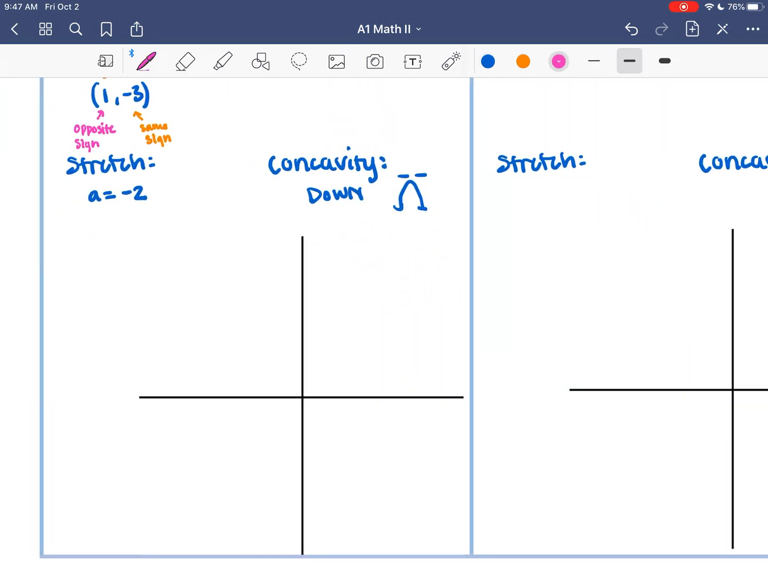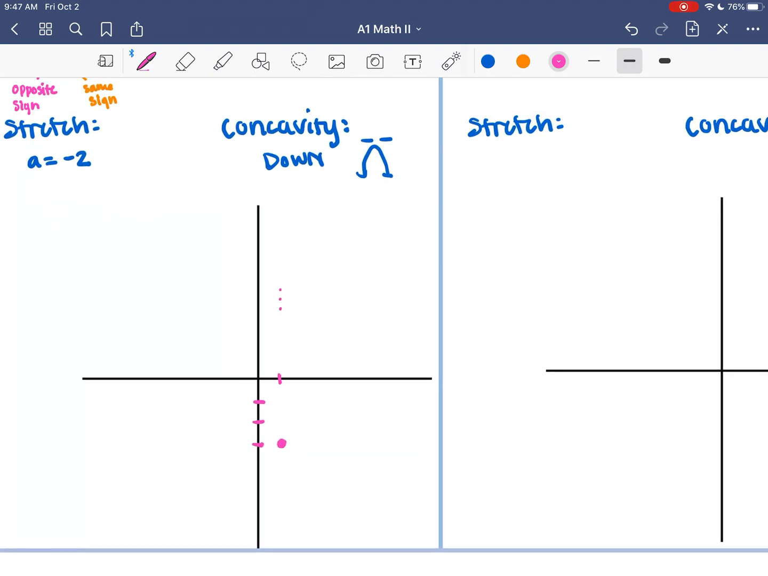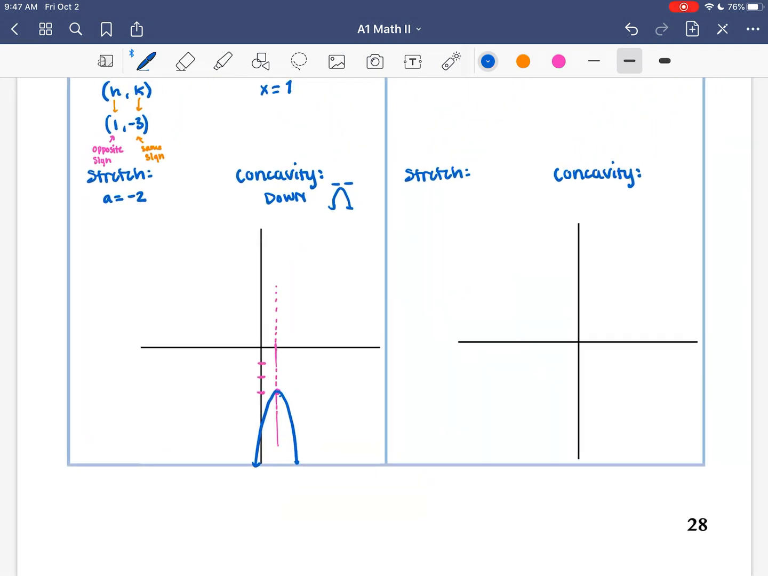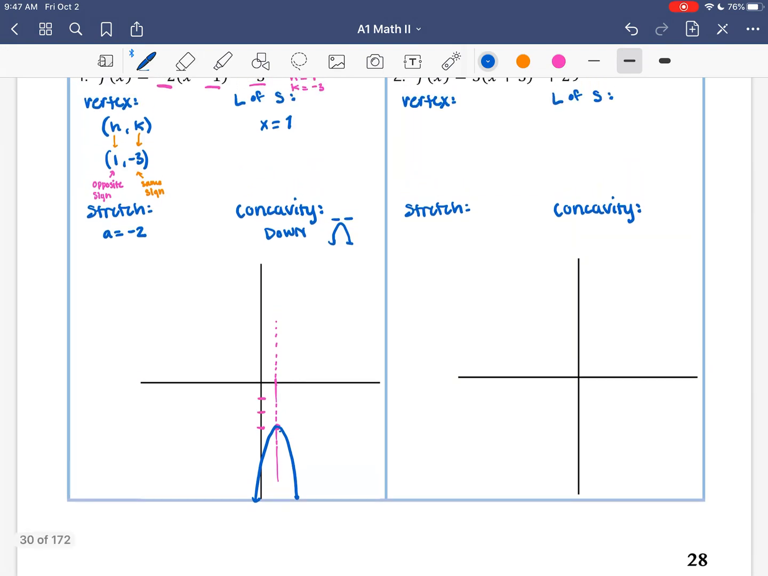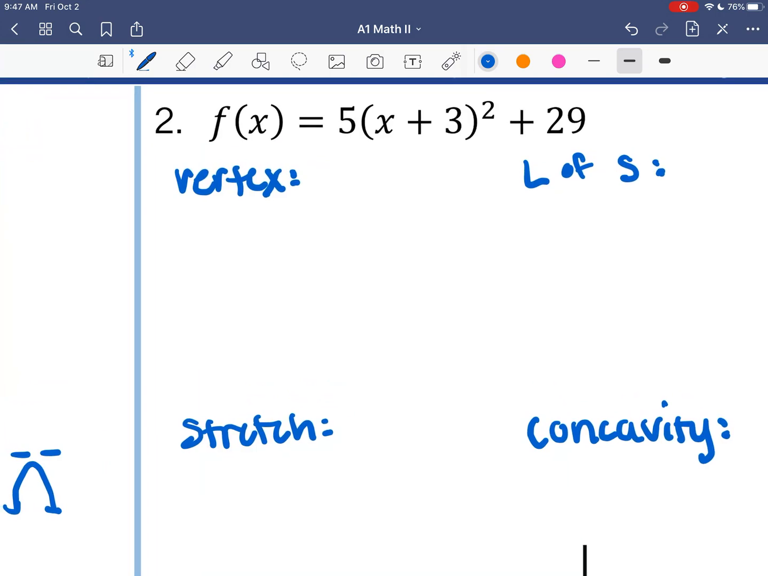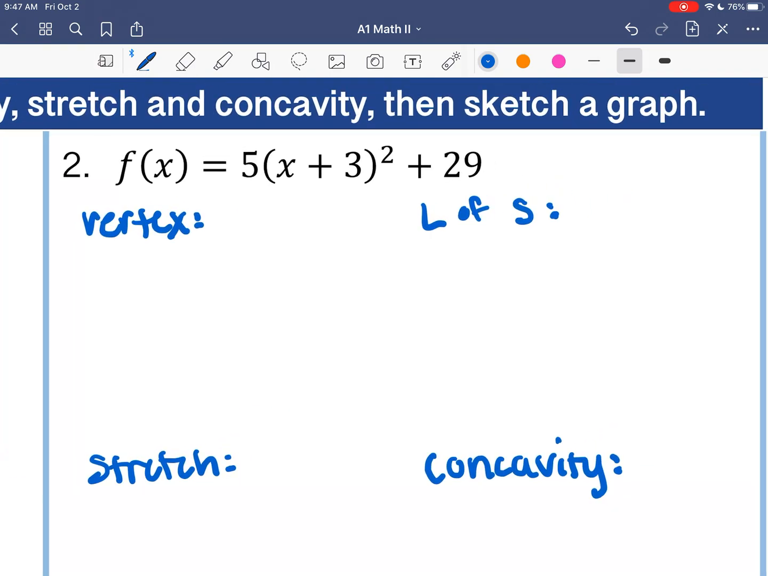So here's our information. We have the vertex is at positive 1, negative 3. So I'm going to put my vertex there. And then the line of symmetry is just along that line. We already know that because we know it goes through the vertex. And then we also know it's concave down and that it's a little bit stretched. So I'm going to just draw a kind of stretched parabola opening downwards because it's concave down. And again, it's a sketch. We're not trying to make this exactly the graph. We're just trying to see in general what it looks like. It's helpful for us to do this activity to figure out what in general it looks like.